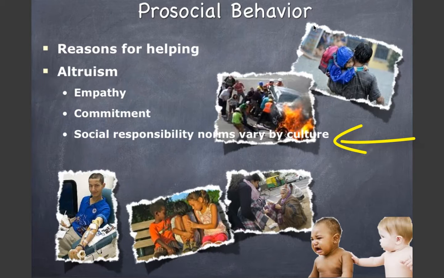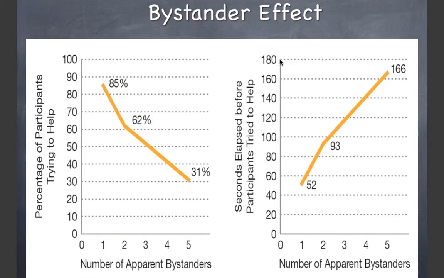In the U.S., people are more likely to help anyone in a life-threatening situation, but only family members in moderately dangerous situations, whereas in other cultures they're more open to helping anybody in need. Now, one of the curiosities in social psychology, and one of the studies they've done, is what's called the bystander effect.